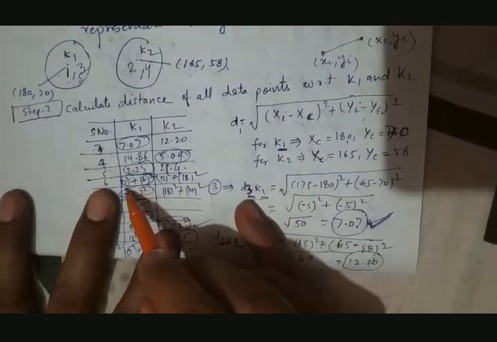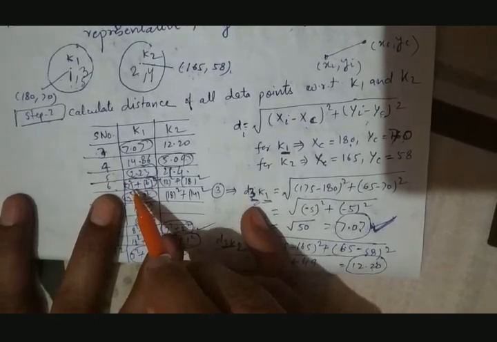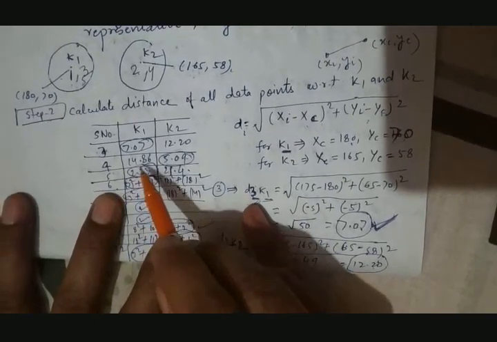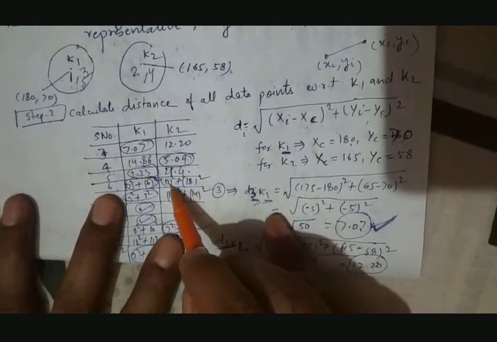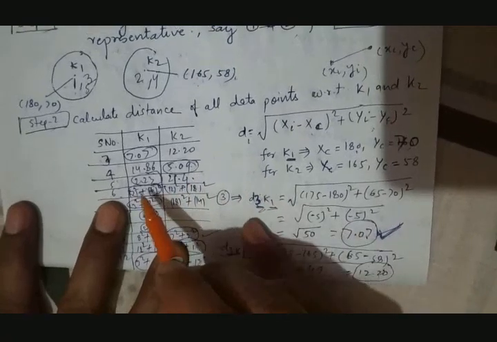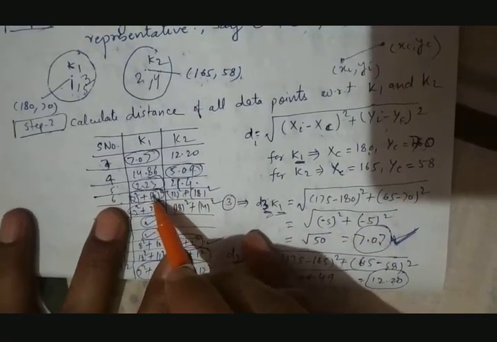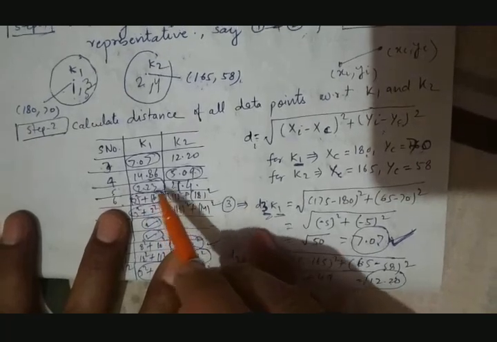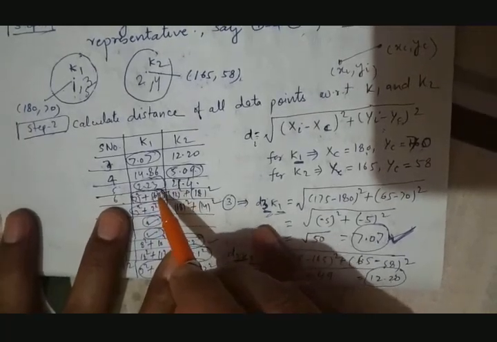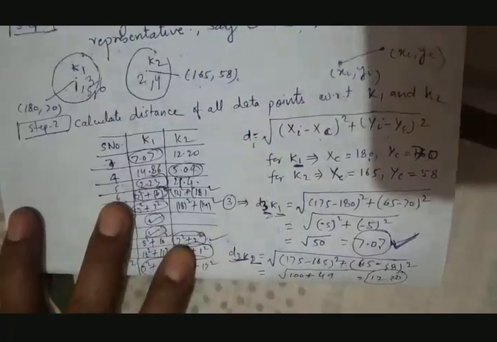Just see here, if we talk about the sixth member, what are we getting? For K1 we are getting the square root of 7 square plus 6 square, and for K2 the square root of 12 square plus 18 square. Among these two, definitely this one will be minimum: 7 square plus 6 square. So there is no need to calculate the final complete answer over here. Definitely the sixth data point will go into cluster 1.